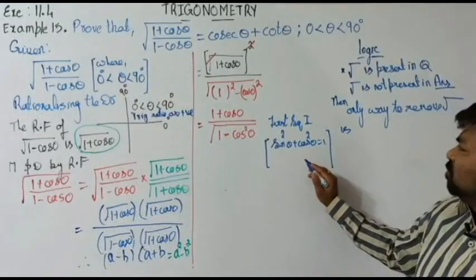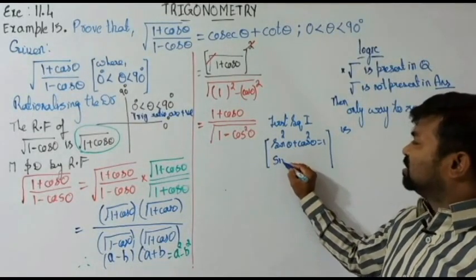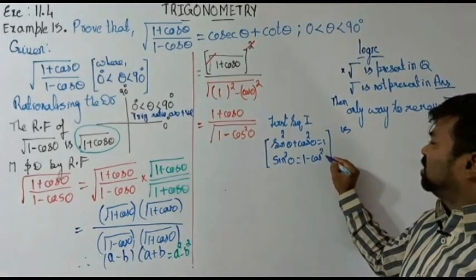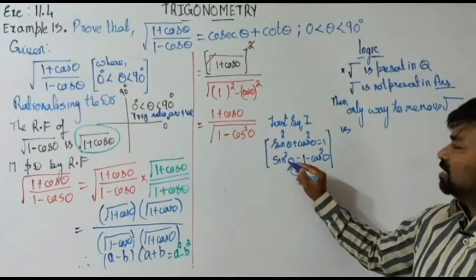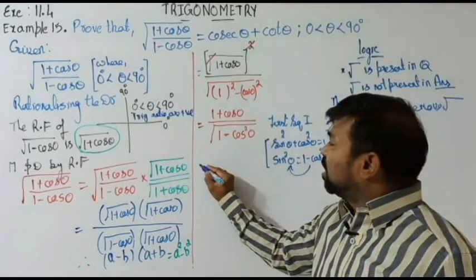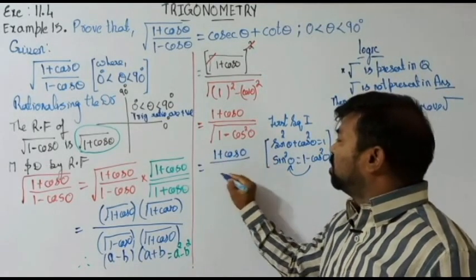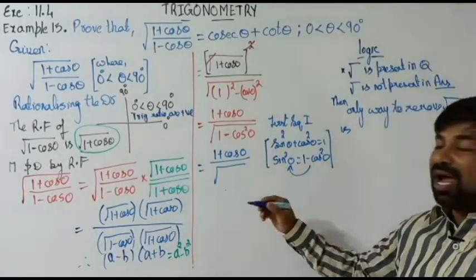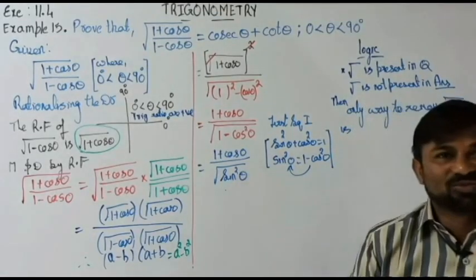So now if you transpose 1 to the right side, what will we have? Sin square theta is equal to 1 minus cos square theta. Right, that is what? 1 minus cos square theta is nothing but sin square theta. Now if you check it out, 1 plus cos theta whole divided by under root 1 minus cos square theta. Instead of that, what can we write? Sin square theta. Yes, you got this one.